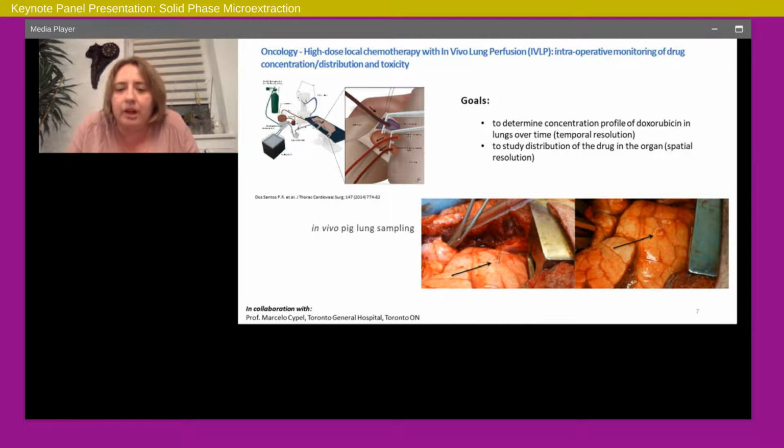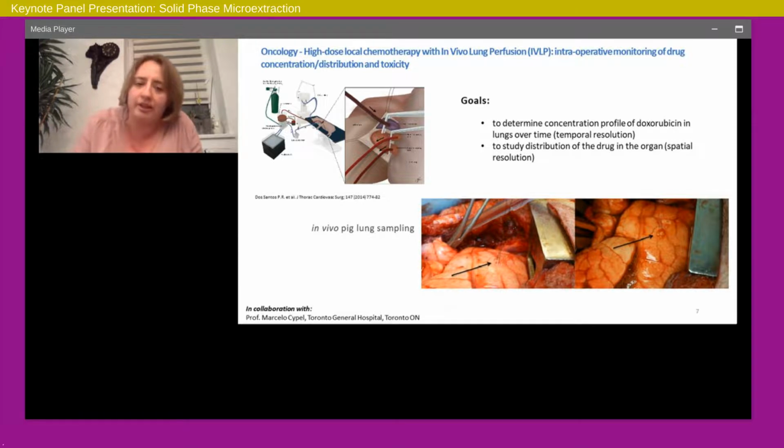And on the right, you can see exactly the same spot after sampling. So as you can see, actually the method is not really invasive. There is no bleeding. There are just air bubbles coming up. But basically we were repeating the same procedure number of times. So you will see the results in a moment.